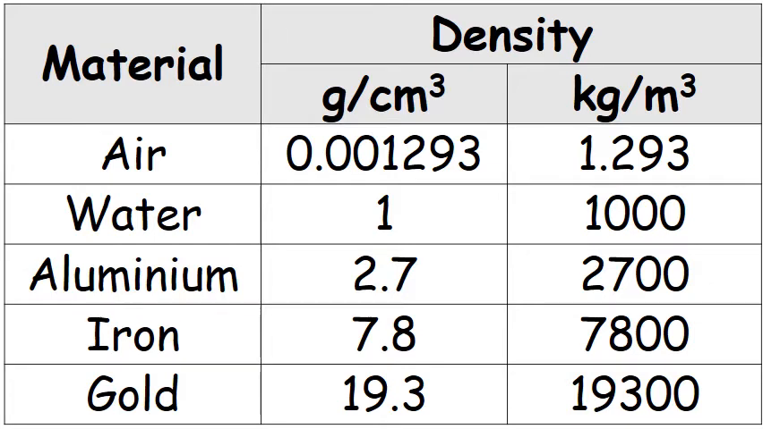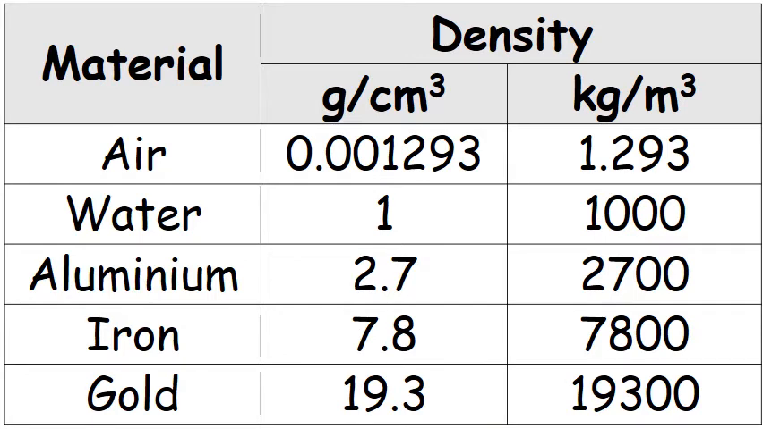Aluminium, 2.7, is heavier than water and heavier than air for the same volume. Iron is even heavier than air, water and aluminium. As you can see, the density is 7.8. And finally we've got gold in our table over here. Gold is heavier than the four others. It stands at 19.3 density. So you can see that for the same volume, gold is much heavier than even iron. Look at the difference.